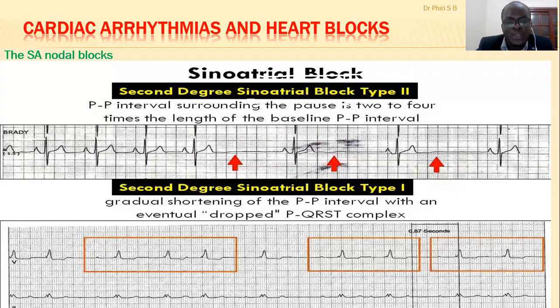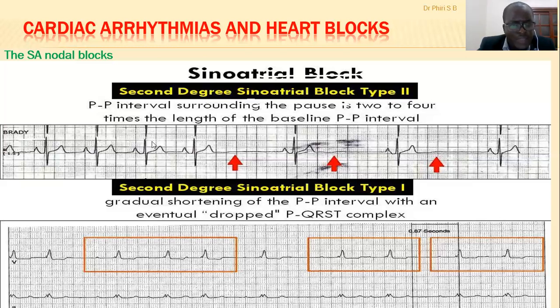So the Mobitz type 2 here, you have a situation whereby the PP interval surrounding the pause is 2 to 3 times the length of the baseline PP interval. So you can see here, instead of having a gradual shortening in the PP interval, here now we have lengthening of the PP interval.